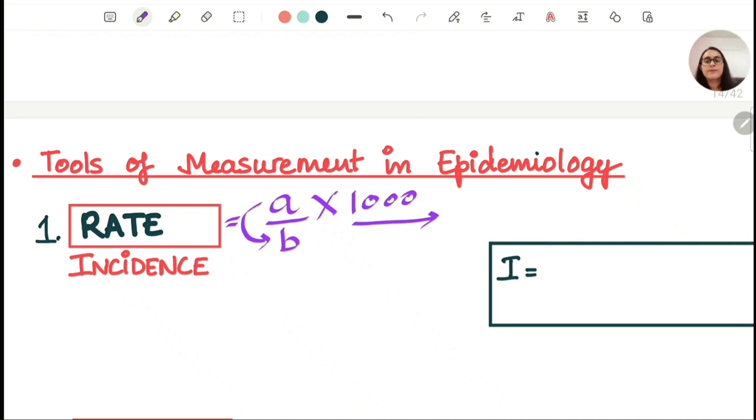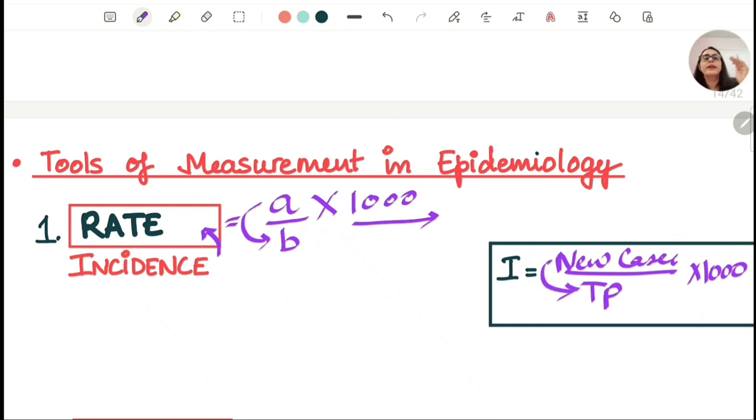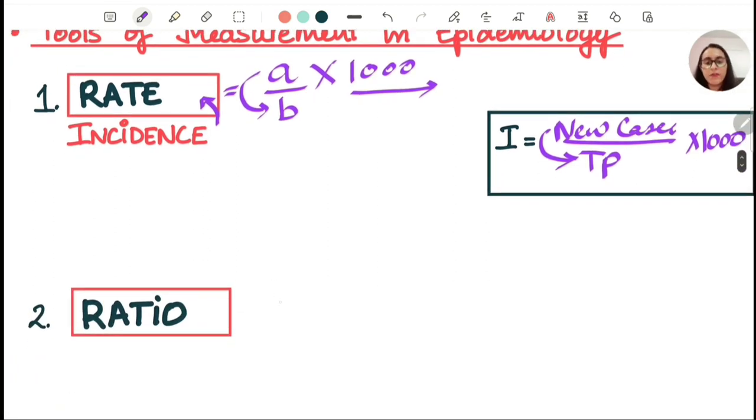So incidence rate is a rate. Incidence is the number of new cases divided by the total population into 1000. So incidence is new cases divided by total population into 1000, and it is a rate. The numerator, new cases, is a part of the total population. So the numerator is a part of the denominator, multiplied by 1000. That is a rate.